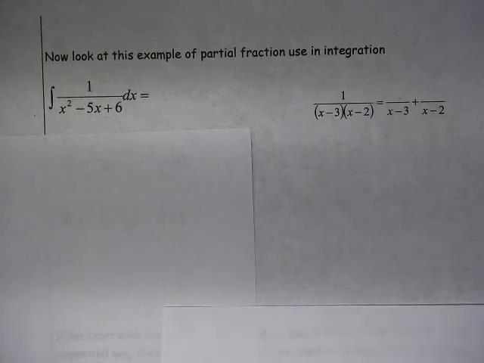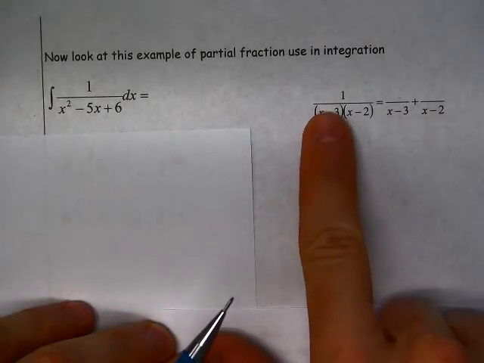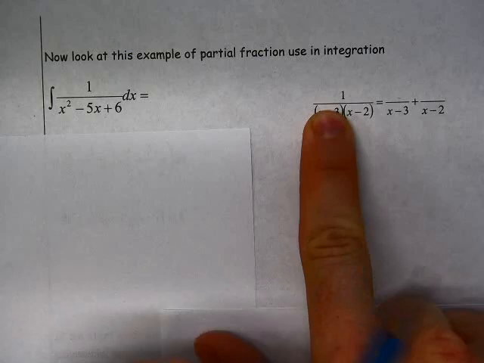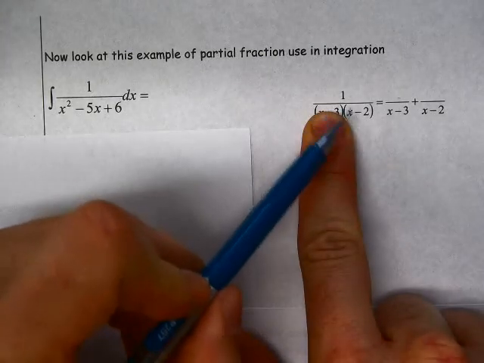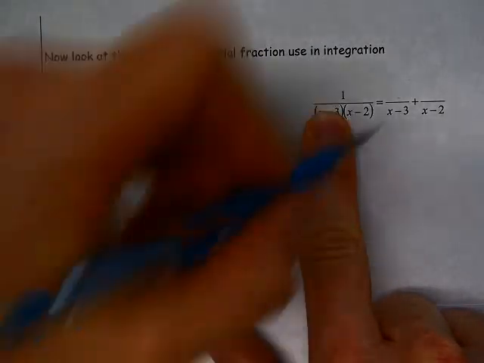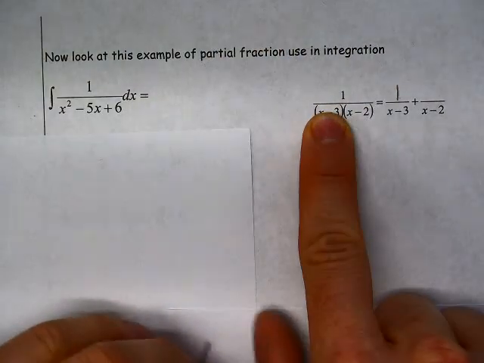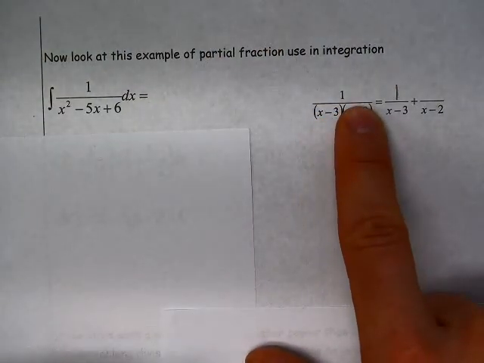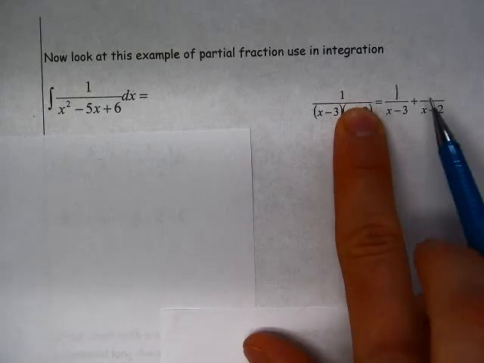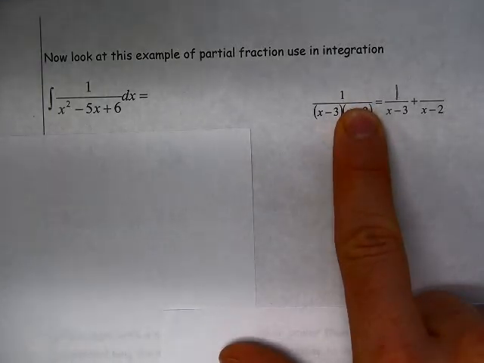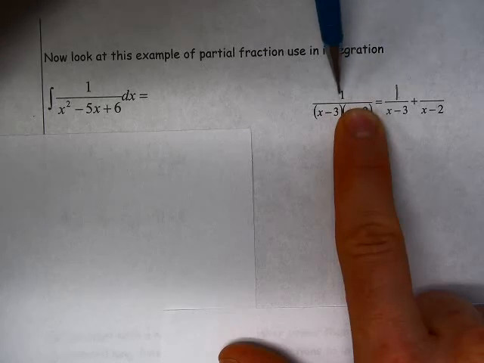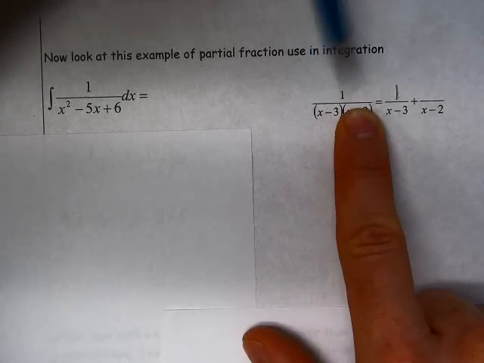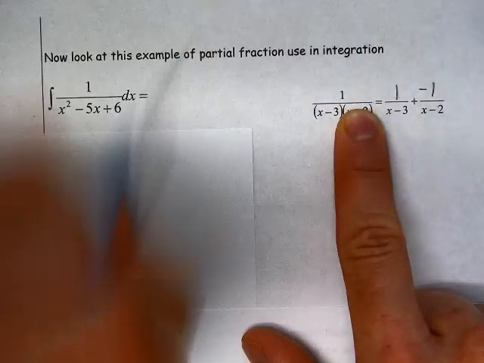So I'm going to use the cover-up method here to find the partial fractions. I'm going to look for the numerator that goes with x minus 3. I'm going to let x equal 3. So I have 1 over 3 minus 2, which is 1 over 1, which is 1. When I cover up the x minus 2, I'm looking for the numerator for the x minus 2 term. So I let x equal 2. I have 1 over 2 minus 3, 1 over negative 1 is negative 1.